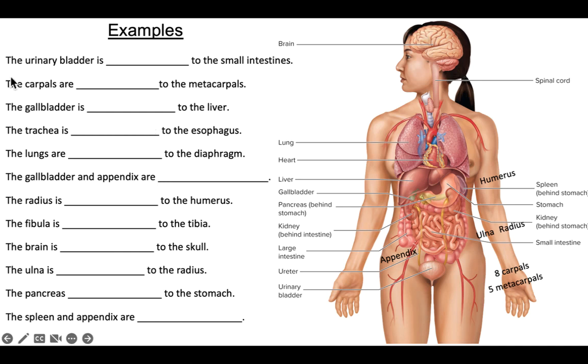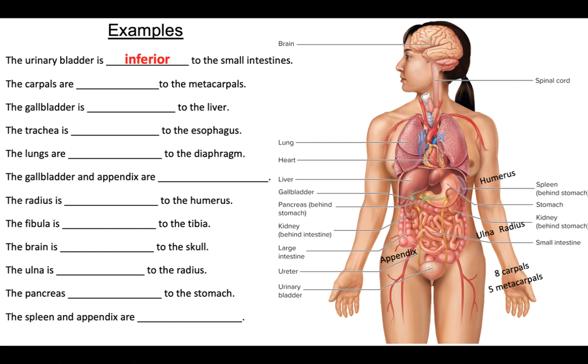All right, so first one, the urinary bladder is what to the small intestines? Well, there's the urinary bladder. There are your small intestines. So the urinary bladder is inferior to the small intestines. If we were to reverse these two and said the small intestines are blank to the urinary bladder, you would just reverse the term. You would put superior.